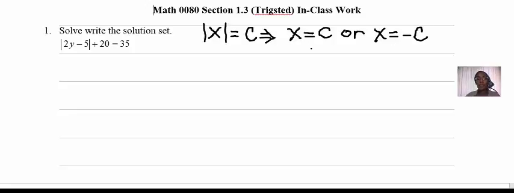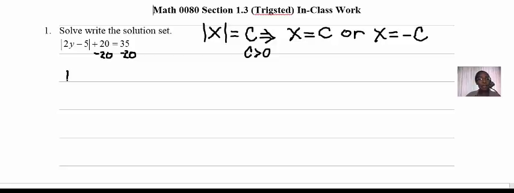And I can't actually begin solving or working on this absolute value equation until I rewrite it in its expanded form, which does not include absolute values. So notice the form of this is that the absolute value is isolated on one side of the equation and a positive constant is on the other side. So I notice that the equation I have is not yet in that form. So to get it in that form, I'm going to subtract 20 from both sides of the equation.